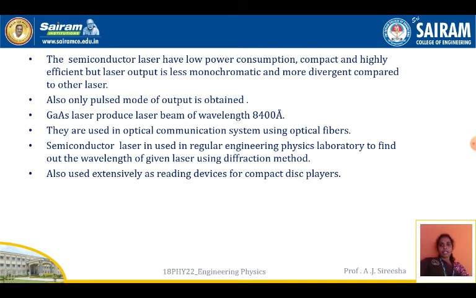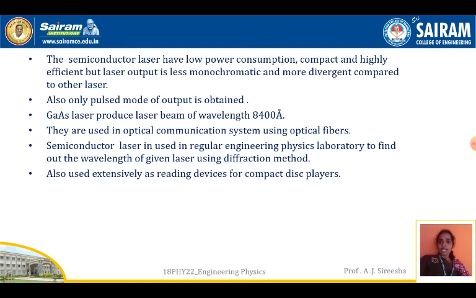Now, the semiconductor laser has low power consumption. That means we need not provide a high amount of energy to have a laser beam. It is low power consumption. It is compact and highly efficient.